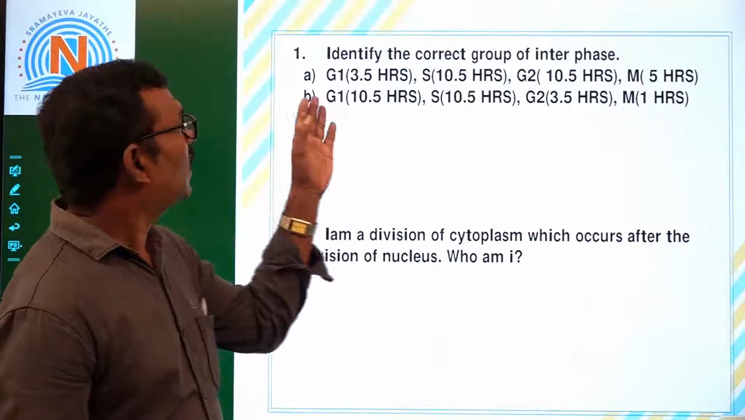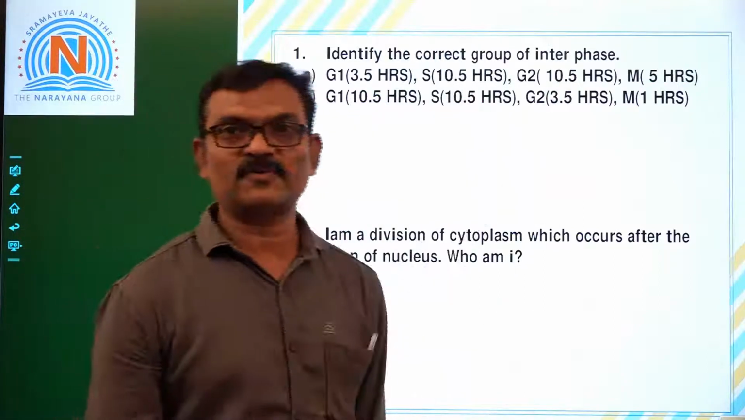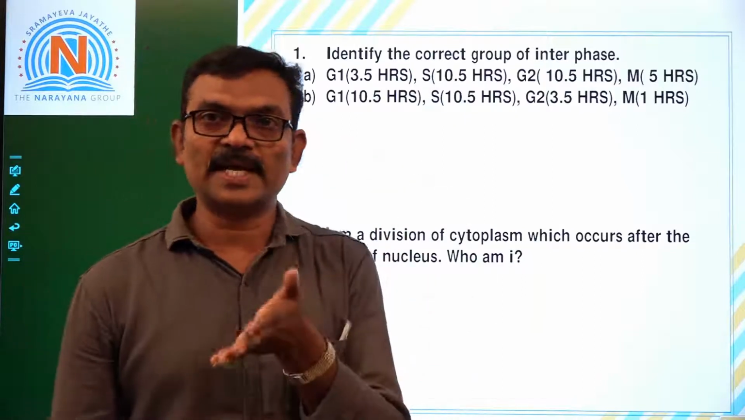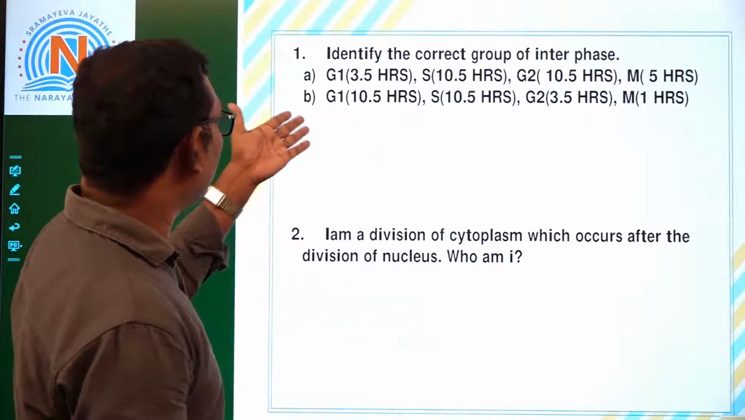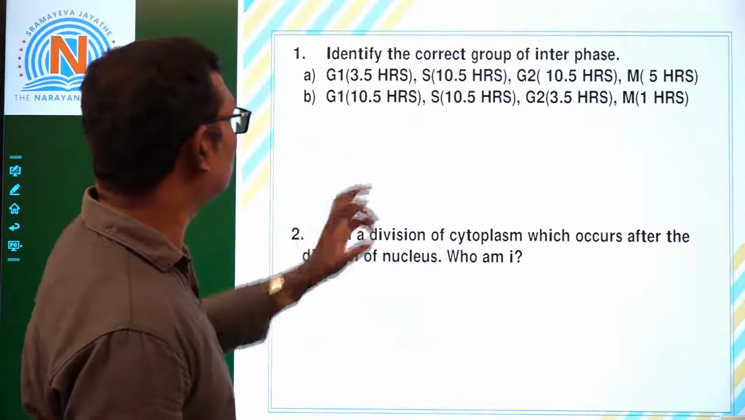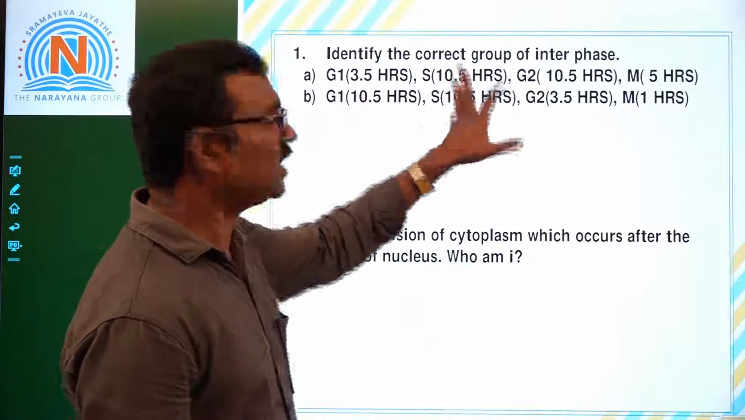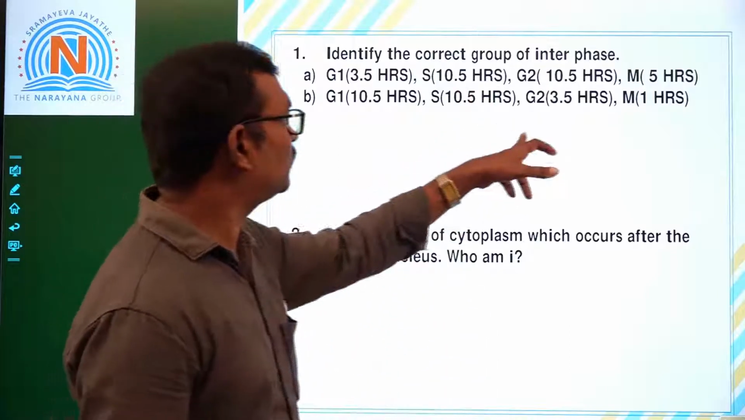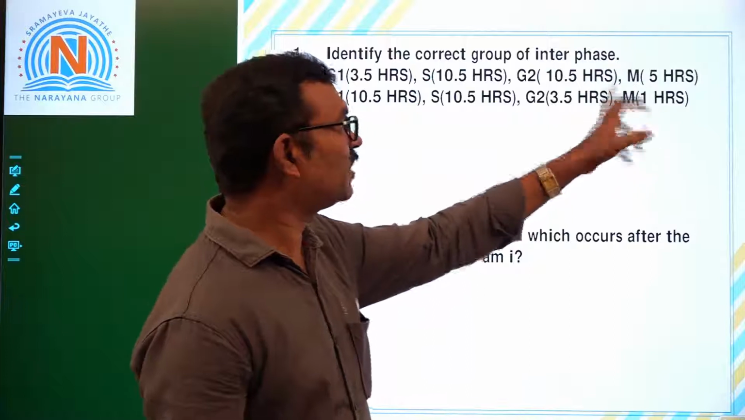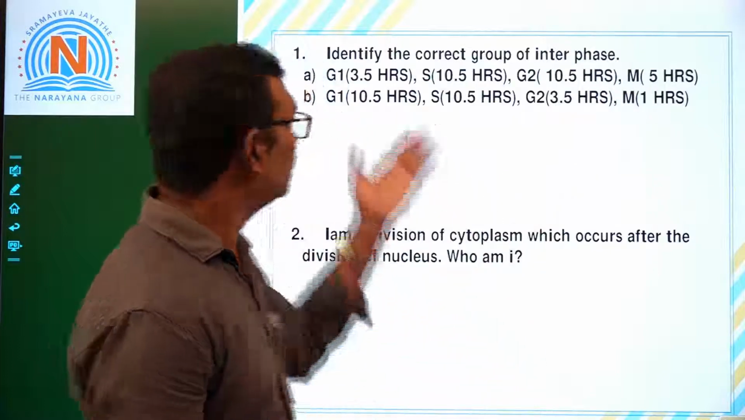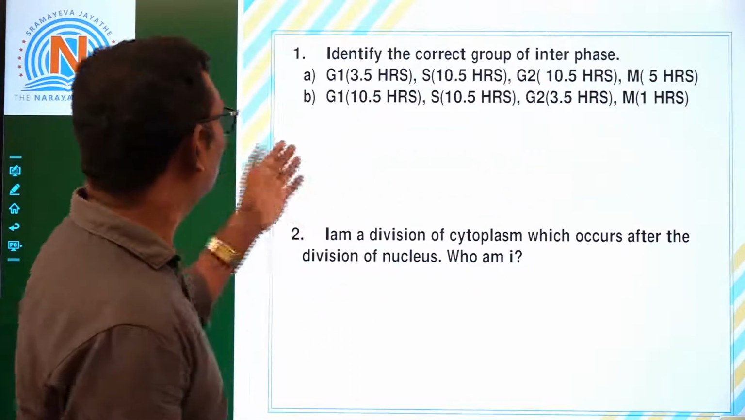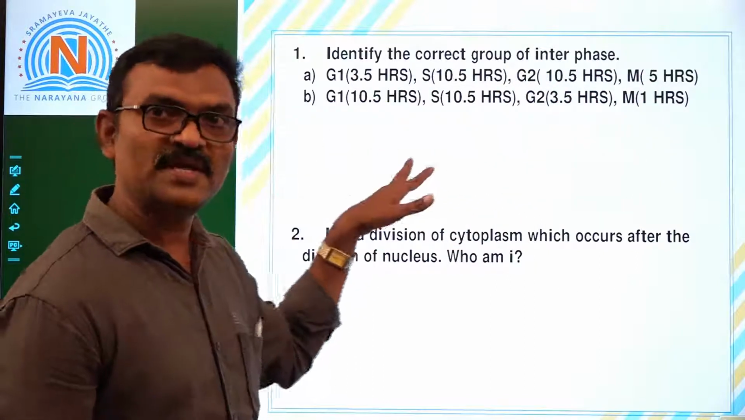First question. Identify the correct group of interphase. Here 2 groups are given to you, Group A and Group B. Observe Group A. G1 3.5 hours. S phase 10.5 hours. G2 phase 10.5 hours. M phase, that means mitotic phase, 5 hours. Here automatically we can understand it is a wrong group. So B is the correct answer.